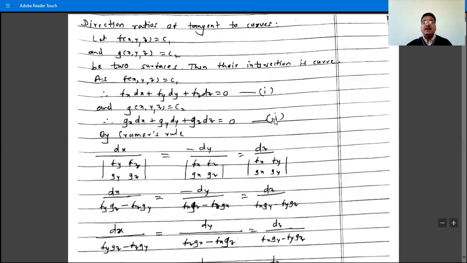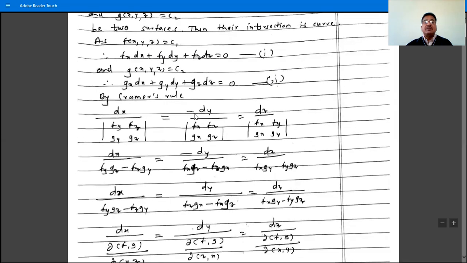Suppose this is equation 1 and this is equation 2. By Cramer's rule, solve these two equations. dx, minus dy, dz: divide by the determinant of fy, fz, gy, gz for dx, then minus dy divided by the determinant of fx, fz, gx, gz, and dz divided by the determinant of fx, fy, gx, gy.